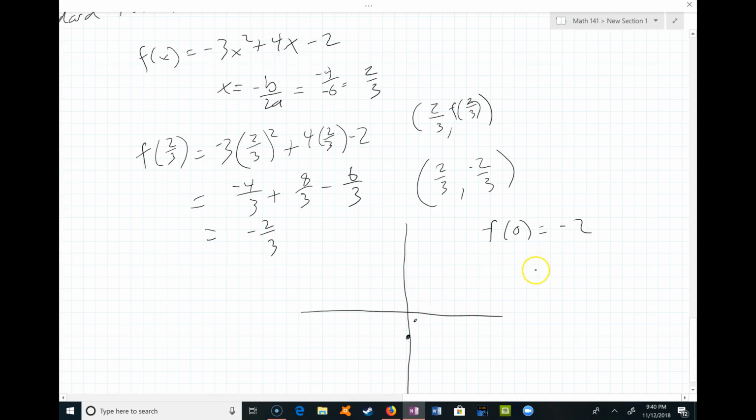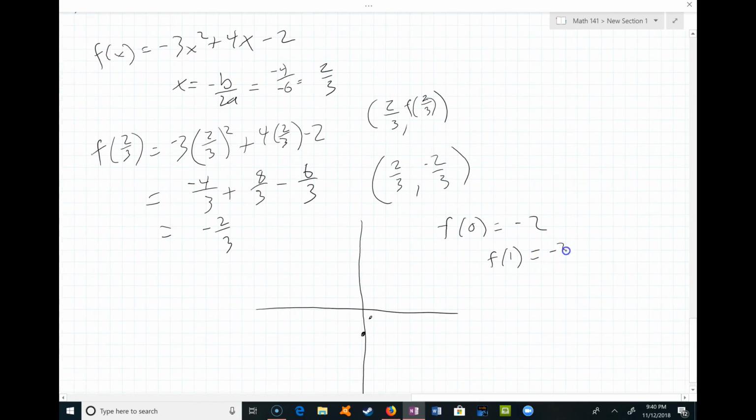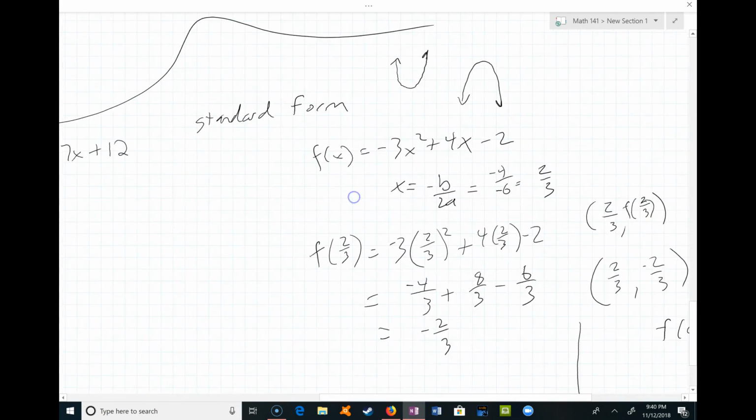And if I plug in 1, that would give me negative 3 plus 4 minus 2. What am I doing? Oh yeah, no we don't know that already. That would be negative 5 plus 4 is negative 1. So at 1, I'm at negative 1. So you can see that this thing is open down, isn't it? So there'd be another dot right there, another dot right there, etc. Okay, so a negative leading coefficient tells you that it's open down instead of open up.